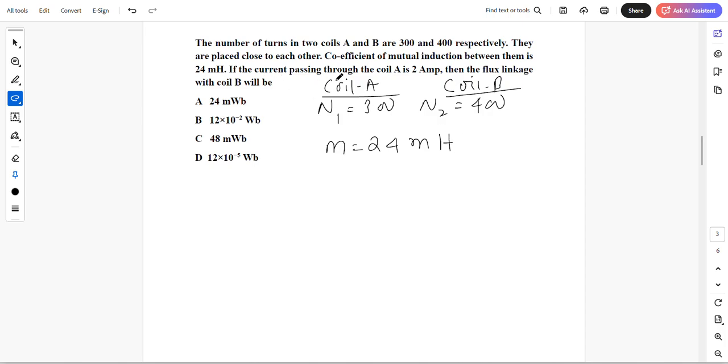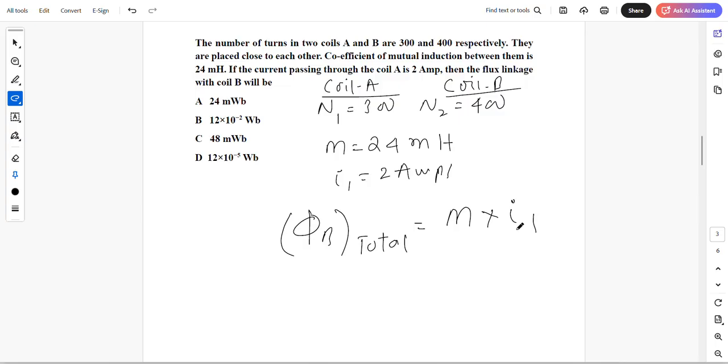If the current passing through the coil is 2 amperes in coil A, I1 is how much? 2 amperes. What you have to calculate? Then the flux linkage with coil B. What is the total flux linkage in the coil B? It will be equal to coefficient of mutual inductance into the current flowing in the primary coil. That is it.